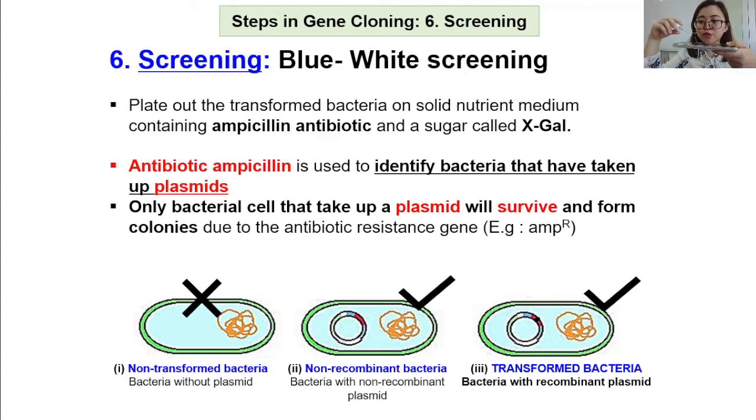So, you can have a petri dish. The petri dish will contain nutrients and also contain the antibiotic.